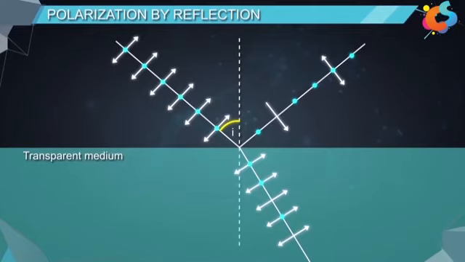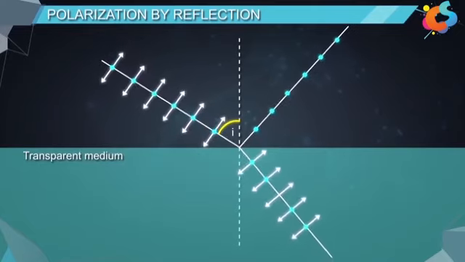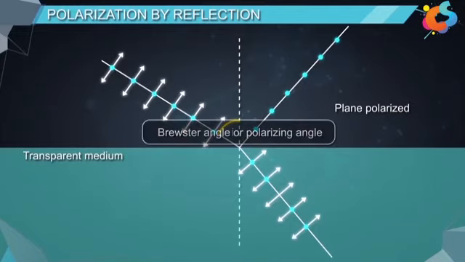It was found that as the angle of incidence changed, the degree of polarization of the reflected ray also changed. Then, at a particular angle of incidence, the reflected ray is completely plane polarized and the vibrations are parallel to the surface of water. This particular angle is called Brewster's angle or the polarizing angle.